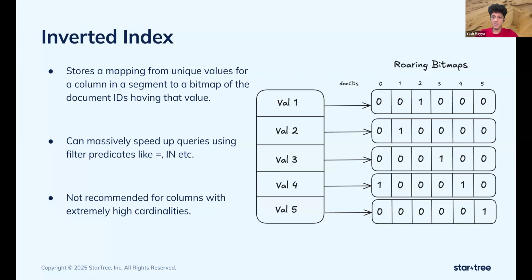This index is not recommended for columns with extremely high cardinalities though, with the obvious caveat that the storage footprint would blow up in this case, because there'd be a huge number of unique values and each of these would have a corresponding bitmap of doc IDs. So in that case, the space-time trade-off usually would not be worth it.